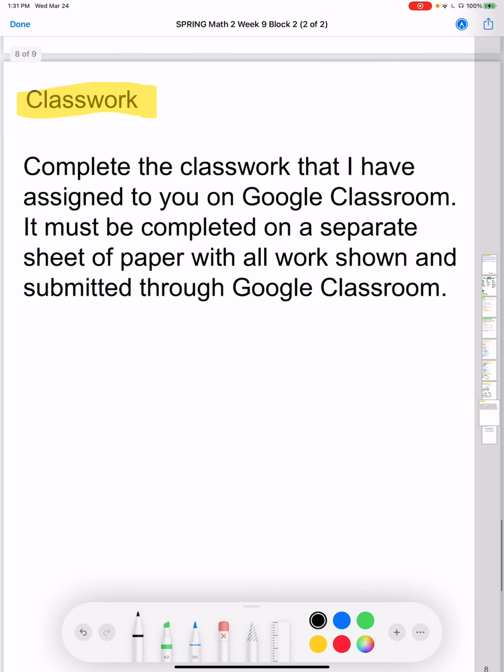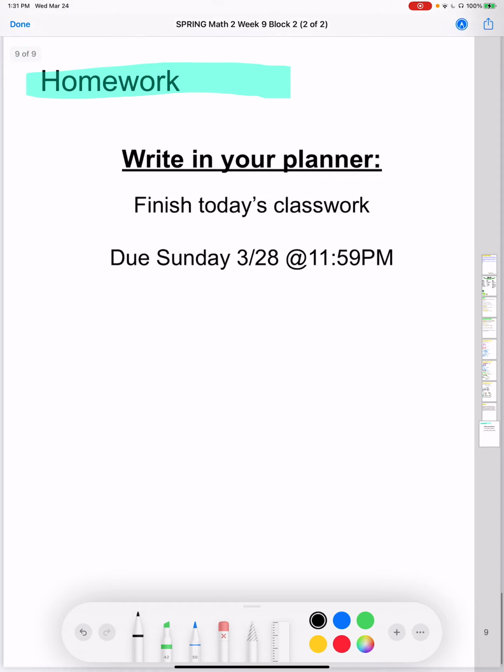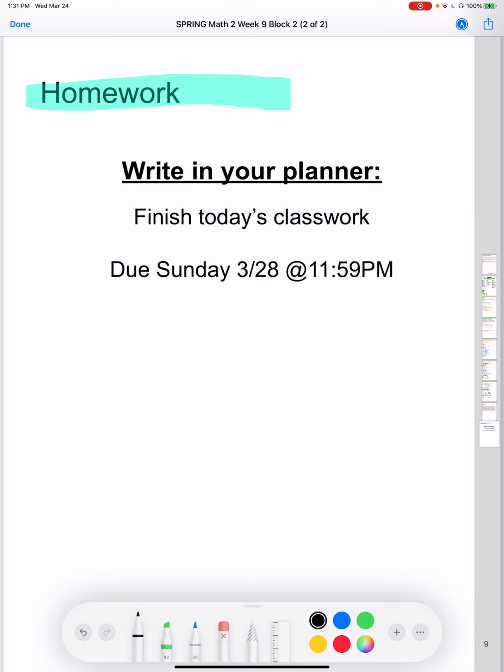All right, so classwork. I assigned some classwork to you guys on Google Classroom. You need to do this on a separate sheet of paper, and you're going to upload the work shown that you completed onto Google Classroom. If you don't finish that, that's due this Sunday by 11:59 p.m., so make sure you get that done.